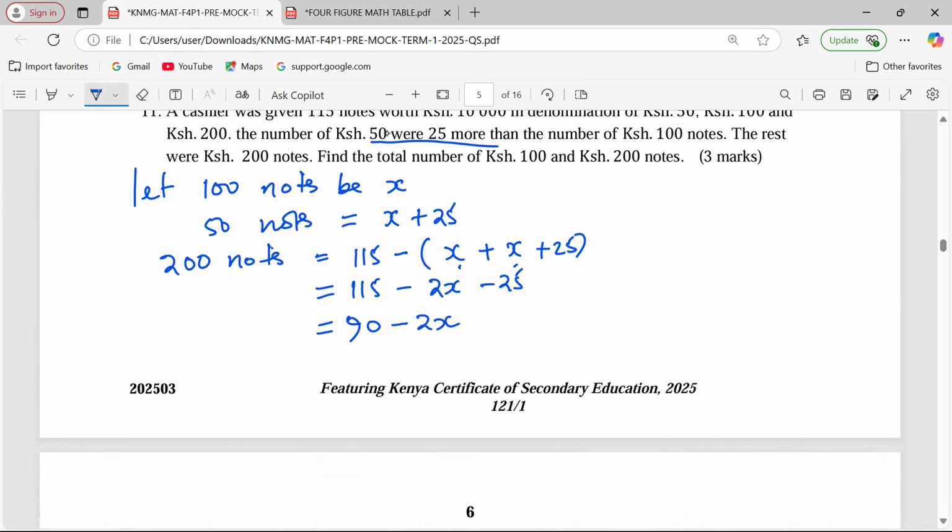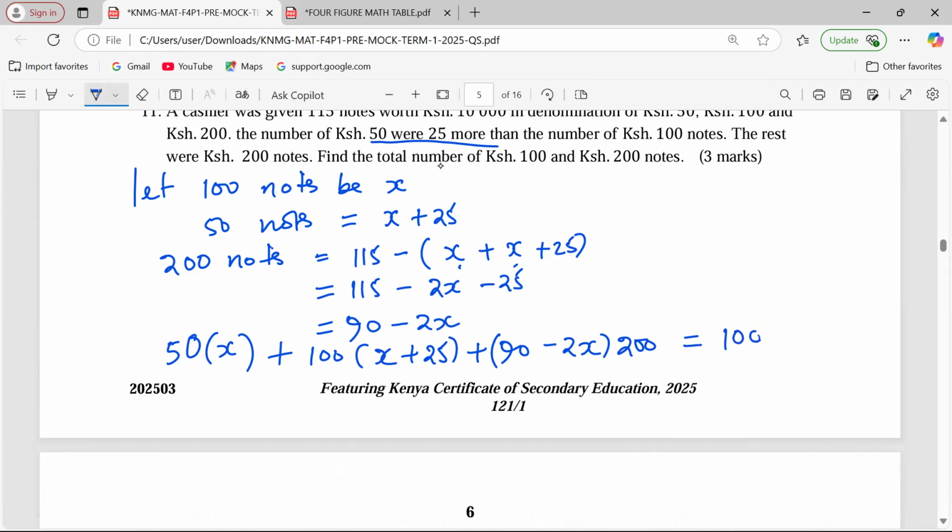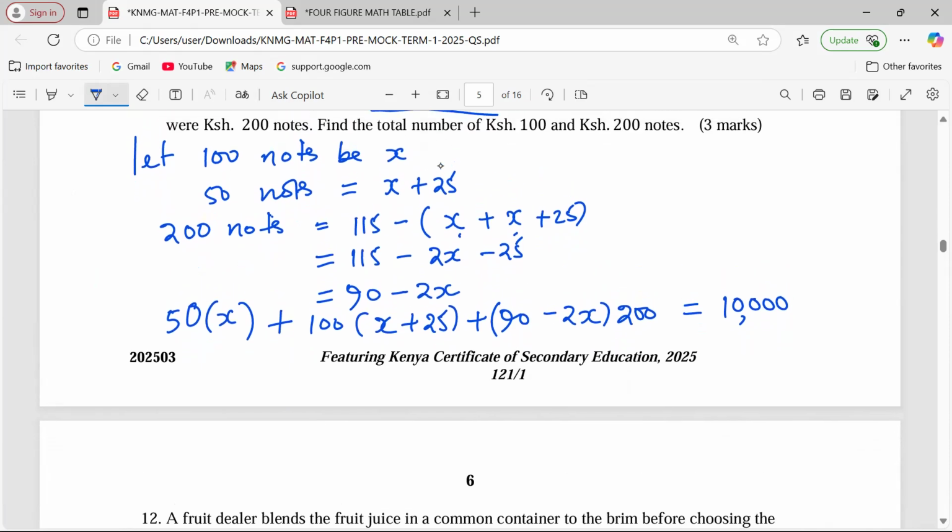So now with this expression, when we take 50 times the number of notes, add 100 times the number of notes, then add 90 minus 2x times the value of these notes, which is 200, we should get 10,000 Kenya shillings. And from this we can find the value of x. We can use this space just before number 12. 50x plus 100x, but the other one will be a minus 400x. So I'm getting negative 250x. What about the other side? We'll talk about 2500, then this is 18,000.